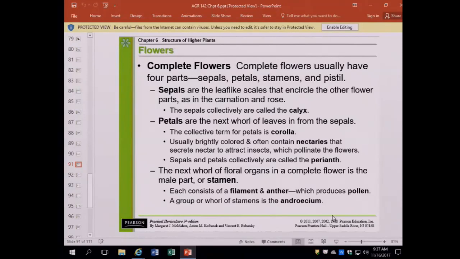But as we talk about the reproductive components of plants, we need to have a discussion about what we call a complete flower. And a complete flower is going to contain 4 parts: a sepal, a petal, stamen, and a pistil. And the sepals are the leaf-like structures that encircle the other flower parts, such as in a carnation or a rose. The sepals collectively are called the calyx.